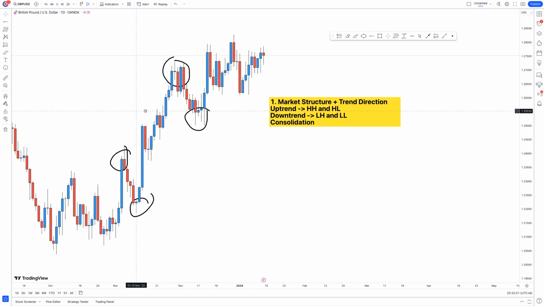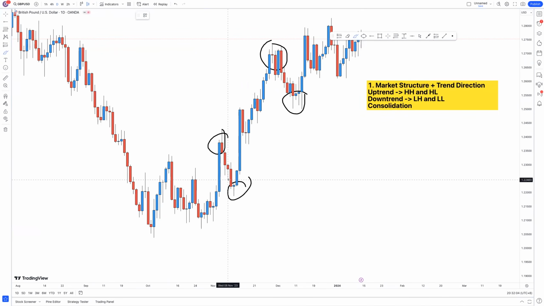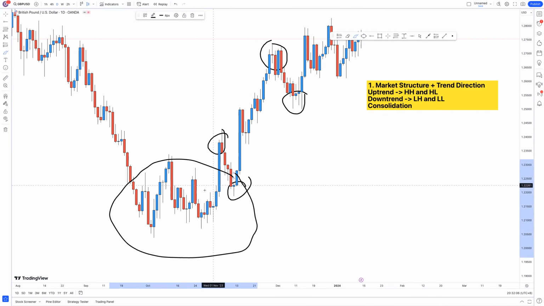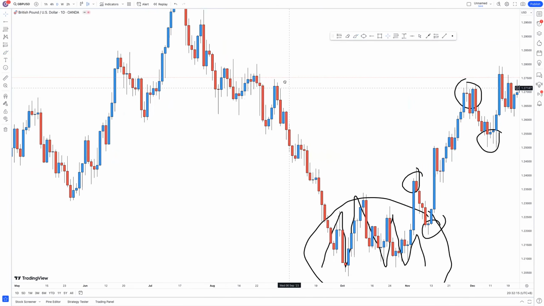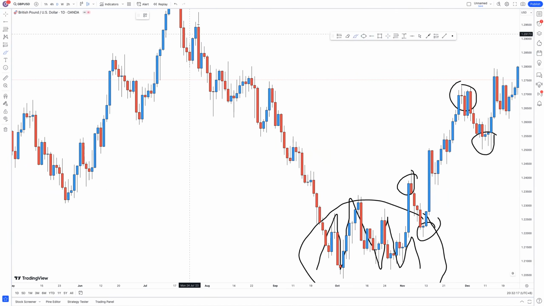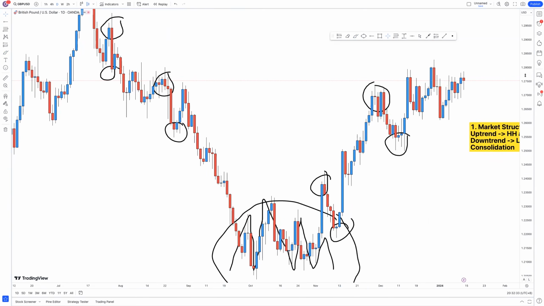So before this uptrend, look at what is happening right here. Consolidation. Price is going sideways, up, down, up, down, up, down, up, down. In this case, this is what we call the consolidation phase. And then before the consolidation, look at what happens. Lower high and lower low. Lower high and lower low. So in this case, it's a downtrend. So price moved from downtrend to consolidation to uptrend. This is essentially what I mean by market structure.